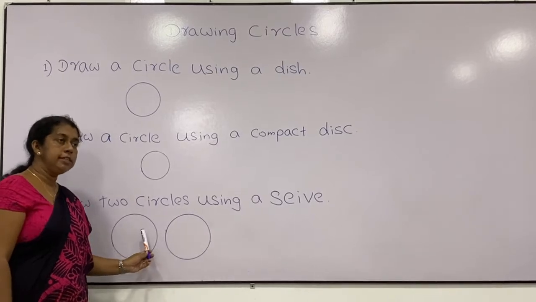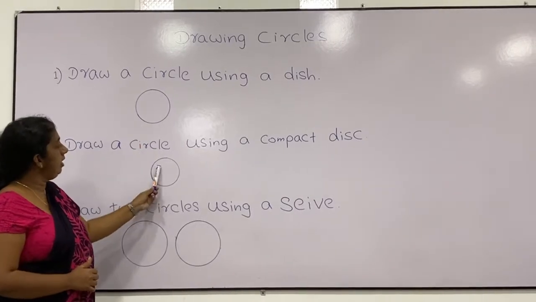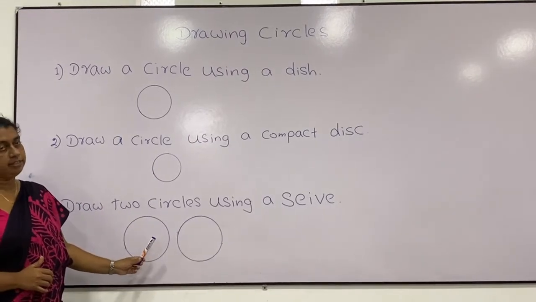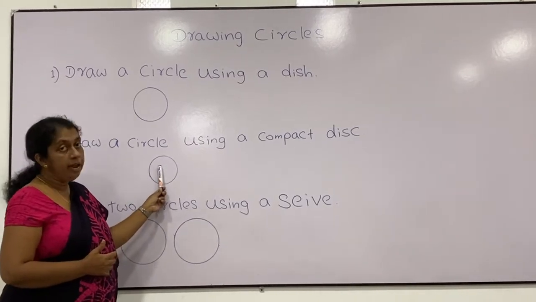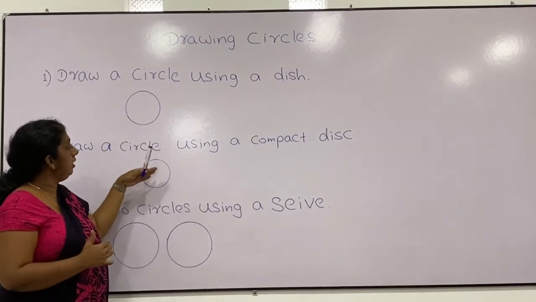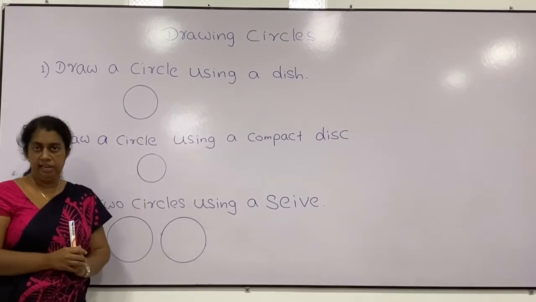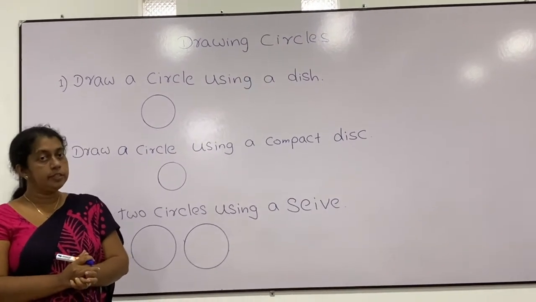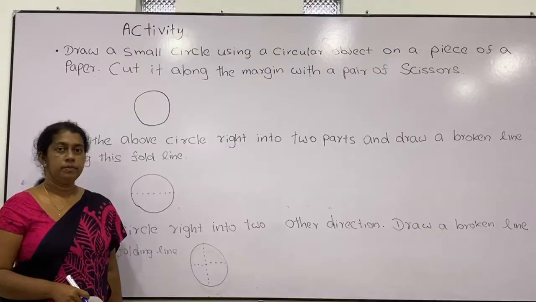So these both circles are the same in size, right? But when you consider each of these circles, they have different sizes, right? So this circle, which used a compact disc, is smaller than the first one, right? So when you consider these 2 circular objects, they are different in size. So using these kinds of circular objects, you can draw more circles as you wish. Okay.